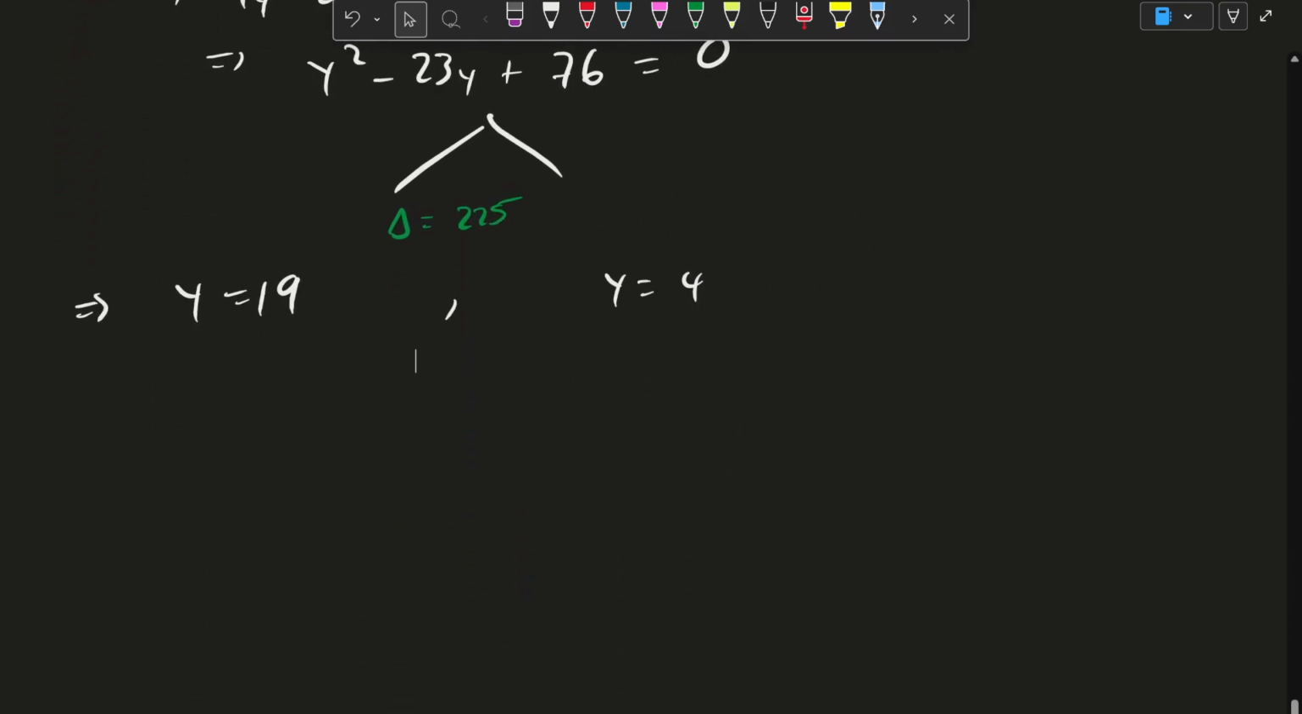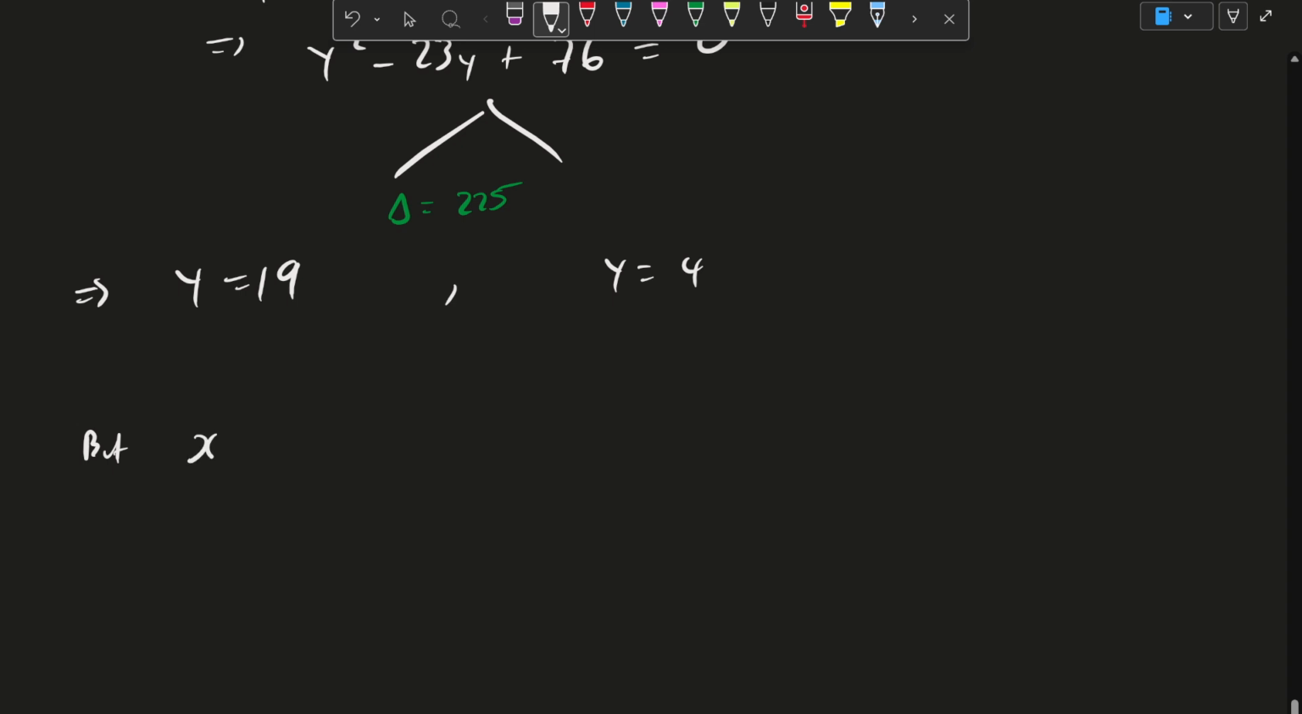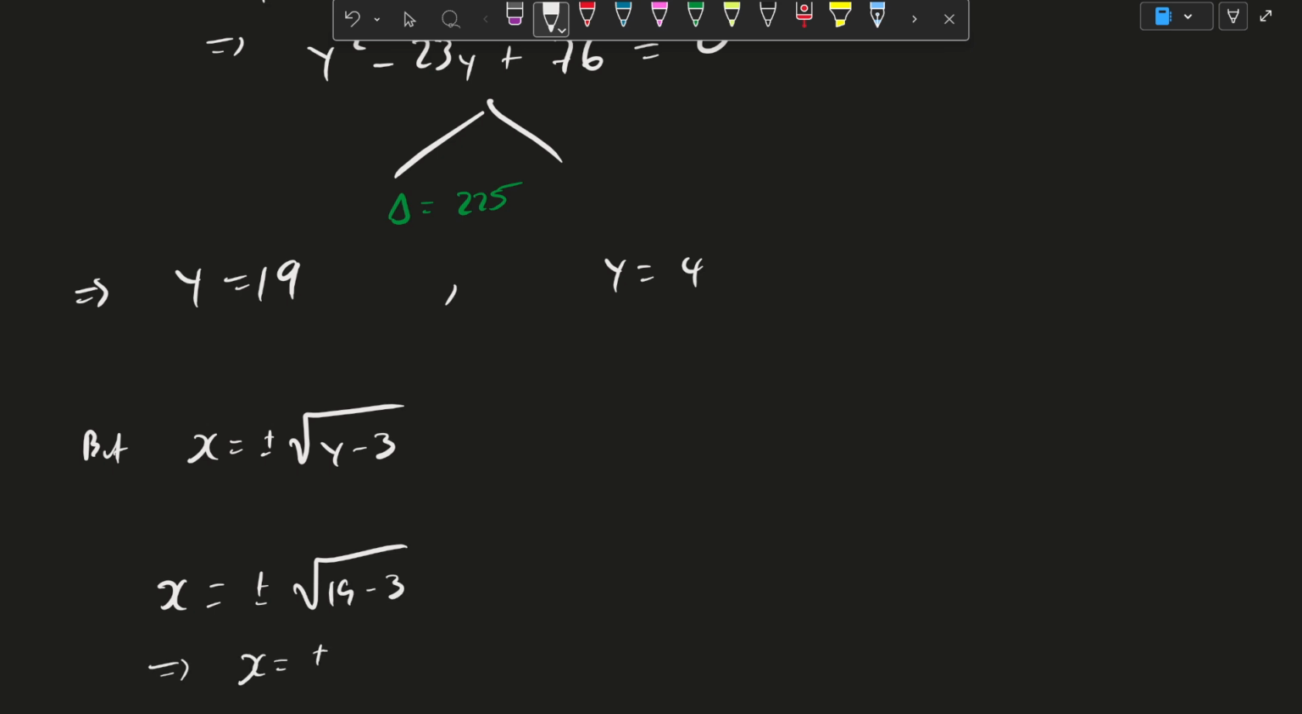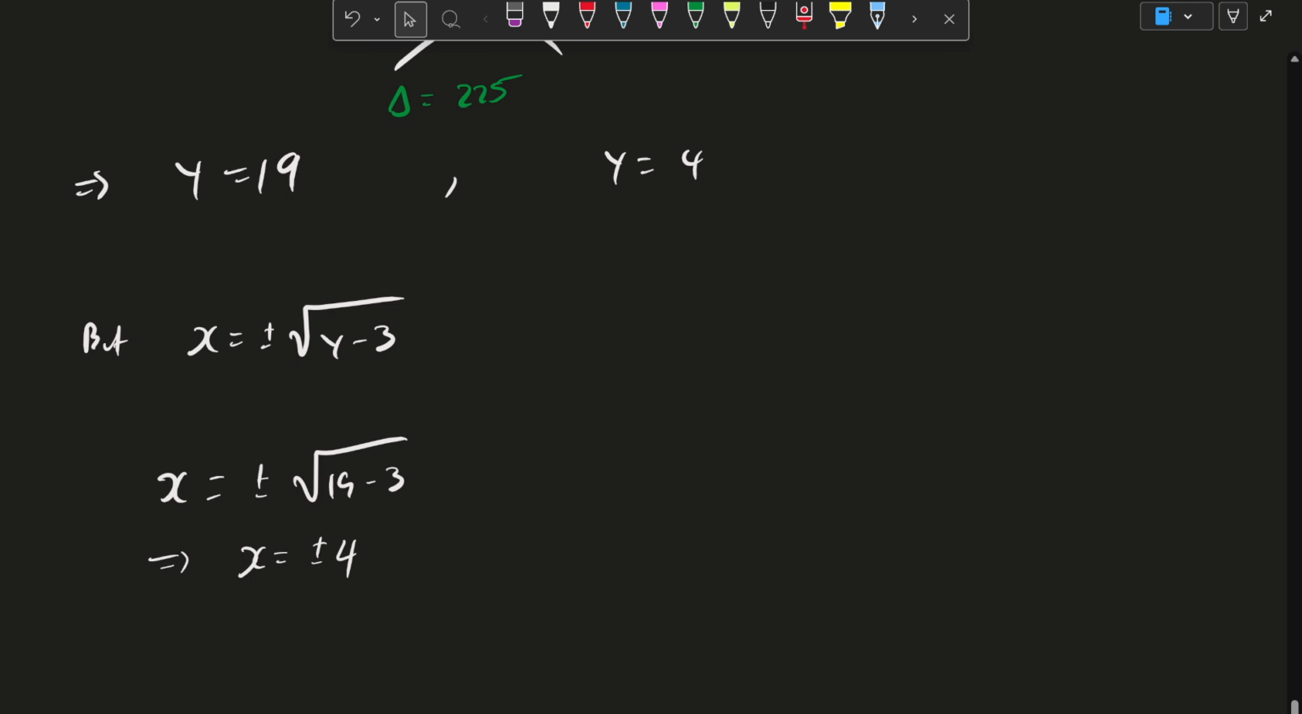So let's recall that x is plus or minus square root of y minus 3. Now, we're not really sure about the sign because the sign can actually vary. So we're going to have to check. So for y is equal to 19, we could get an x value of plus or minus root 19 minus 3, which is to say x is either plus or minus 4, which we'll have to check individually. Though in this case, we've assumed that x is greater than 0 anyway, so we can land on x is equal to 4, but it's not fully conclusive.